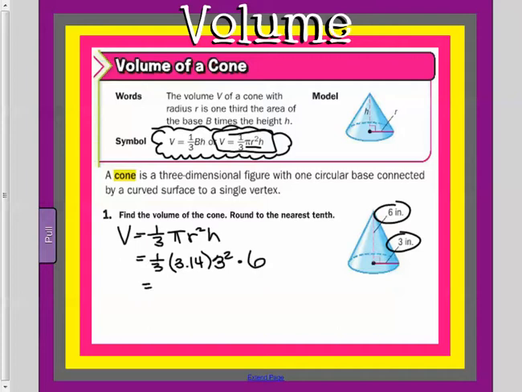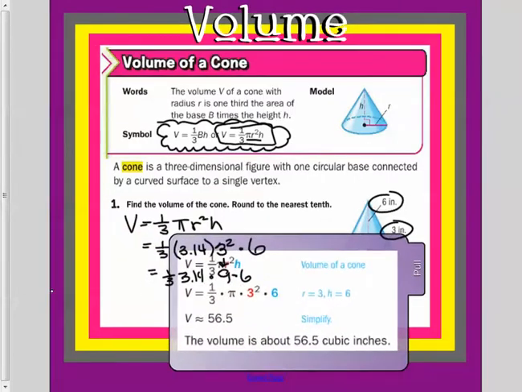So now let's go ahead and plug in our numbers and solve. We know 3 squared is 3 times 3, or 9. And so we're going to multiply all these pieces together. When we do so, we get a total of about 56.5 cubic inches. When you're thinking of volume, you're filling it in with all these little cubes, right? So that's why we do cubic inches.